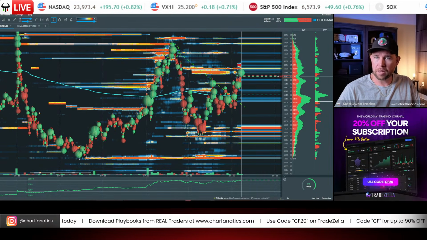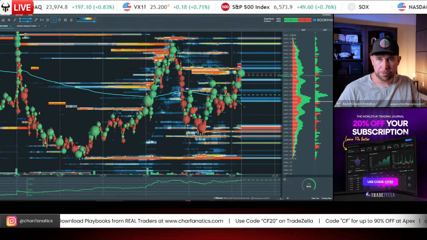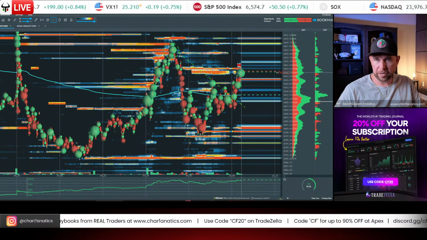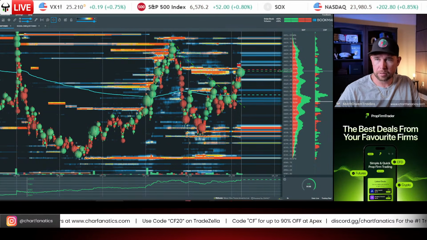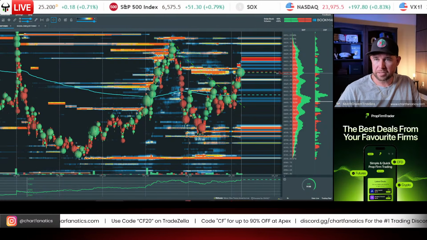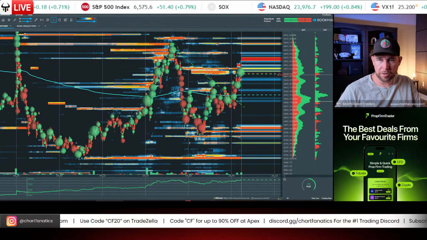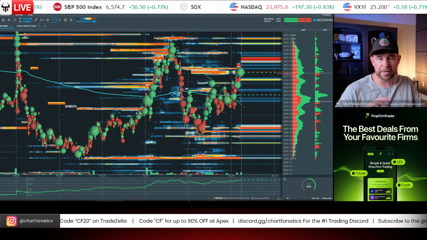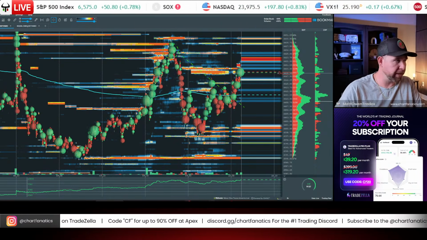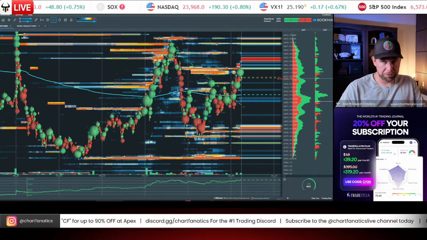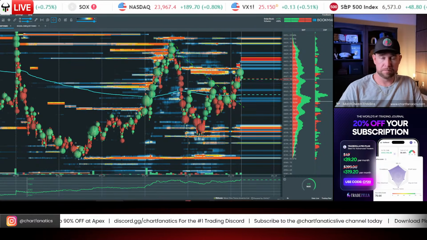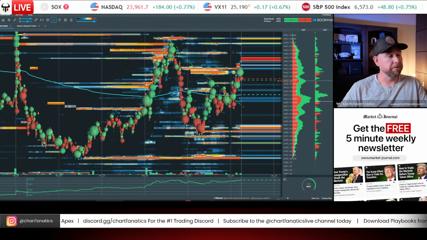VIX has come off a lot the last couple days. Crude is staying pretty elevated. It's up near 100 still. It's kind of flattened out the last couple days. So what's interesting is the market is rallying like it's expecting the Iran stuff to be over, but crude has not dropped like it thinks the Iran stuff is over.